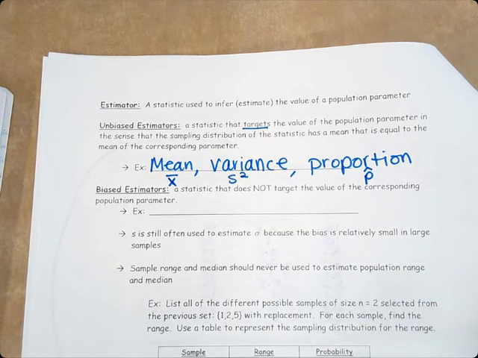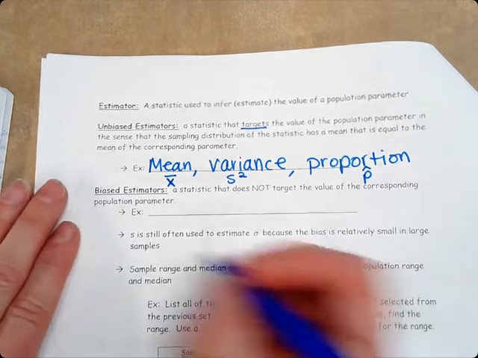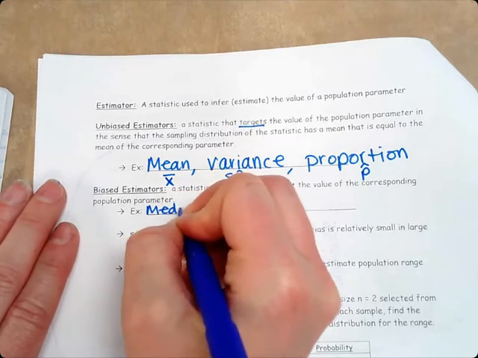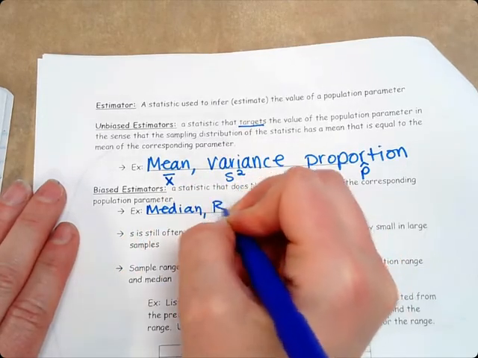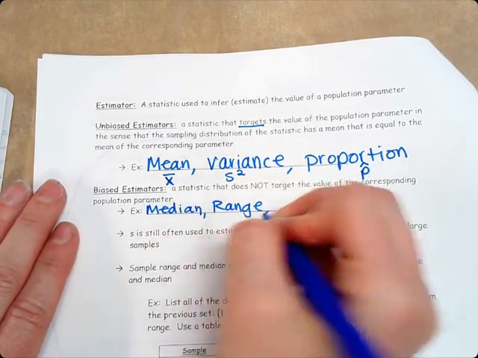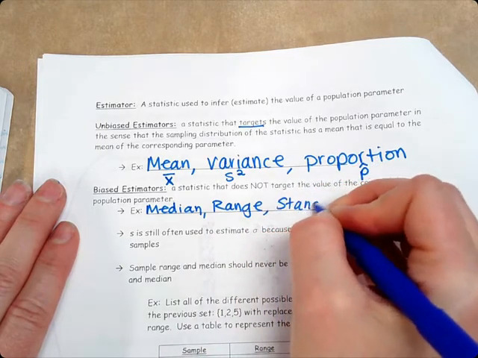Biased estimators are statistics that do not target the value of the corresponding population parameter. Those would be the median, the range, and the standard deviation.